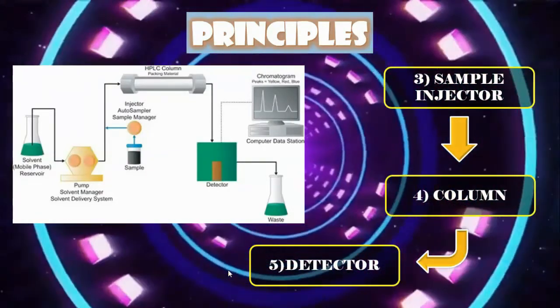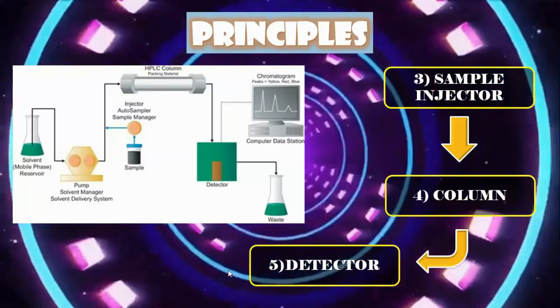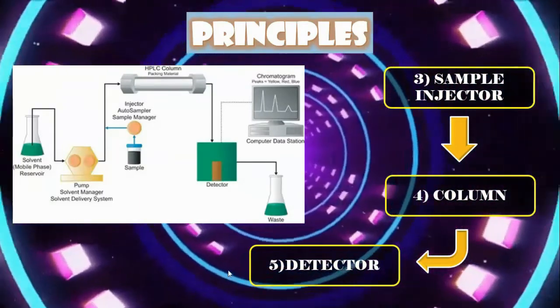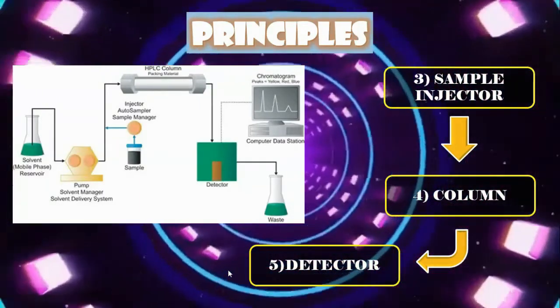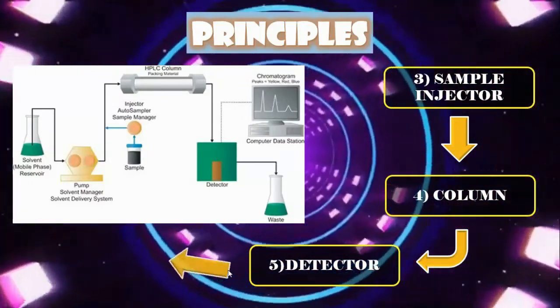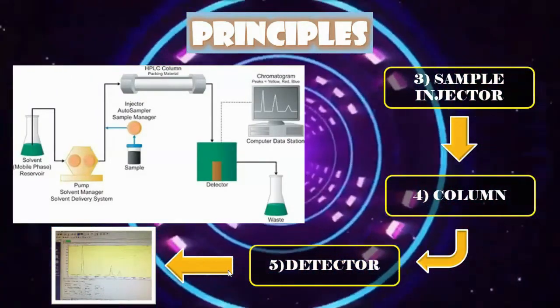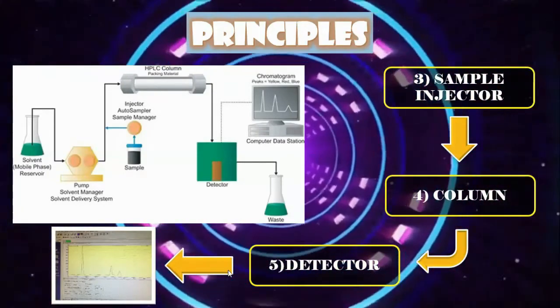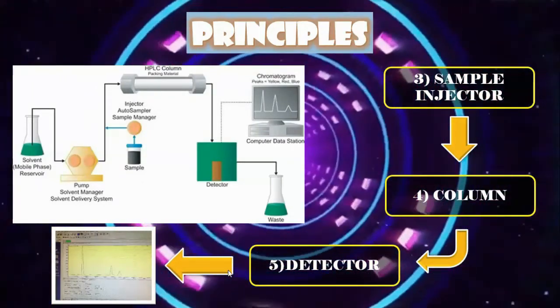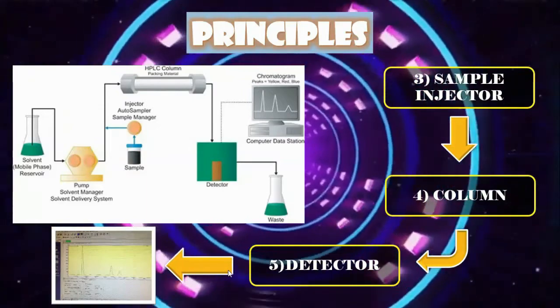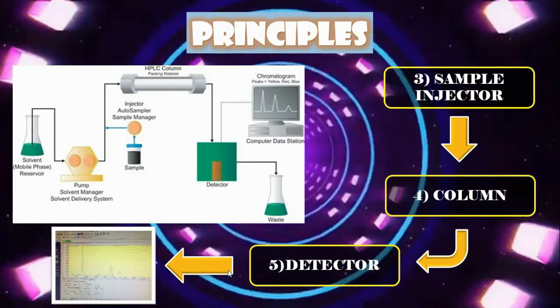Different types of detectors, such as UV detector, IR detector, fluorescent detector and so on, can be used. The detector is connected to the computer which collects the information. From the detector, a peak is obtained on the computer. This peak is plotted with respect to the retention time.